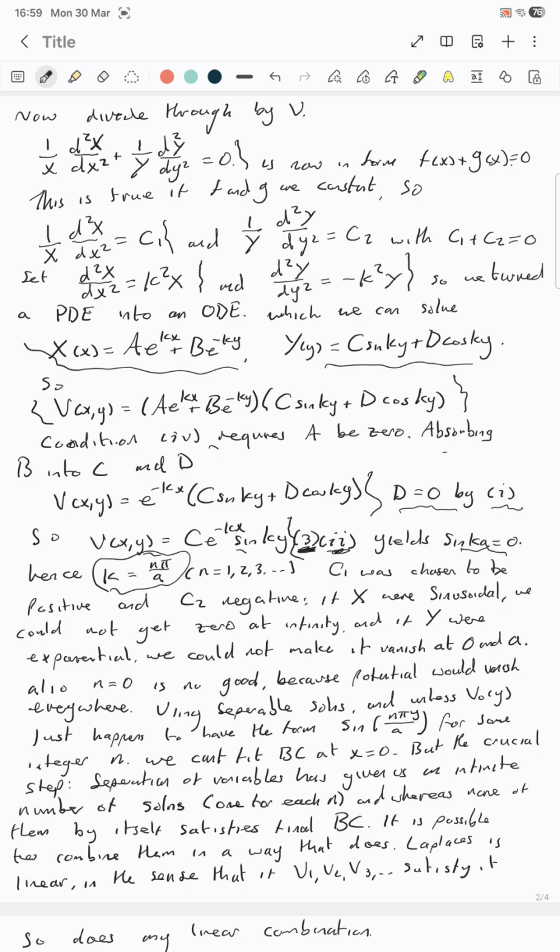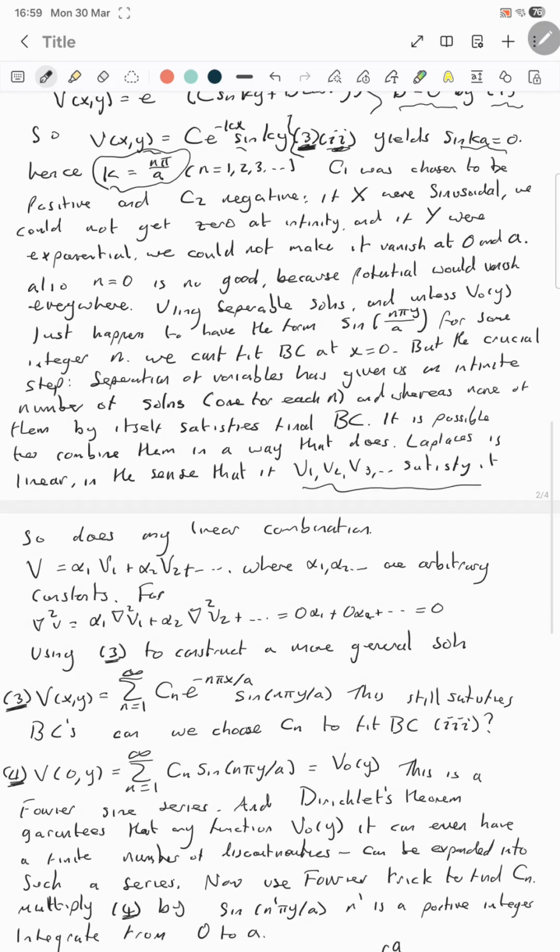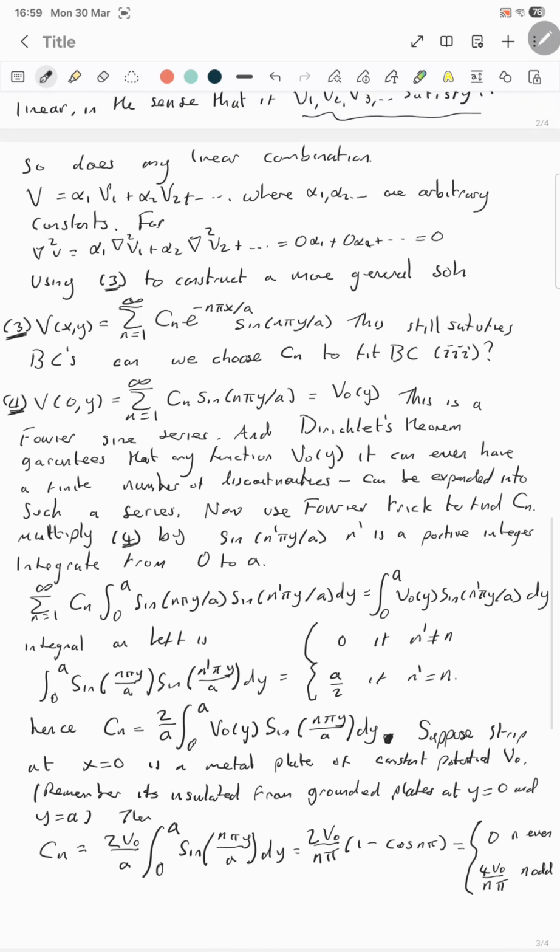Laplace's equation is linear, in the sense that if V1, V2 and so on satisfy it, so does any linear combination. V equals alpha 1 V1 plus alpha 2 V2, and so on, where the alphas are arbitrary constants. For del squared of this, we simply apply it to each term, which again equals 0. So by using 3 to construct a more general solution, we get this as a solution.